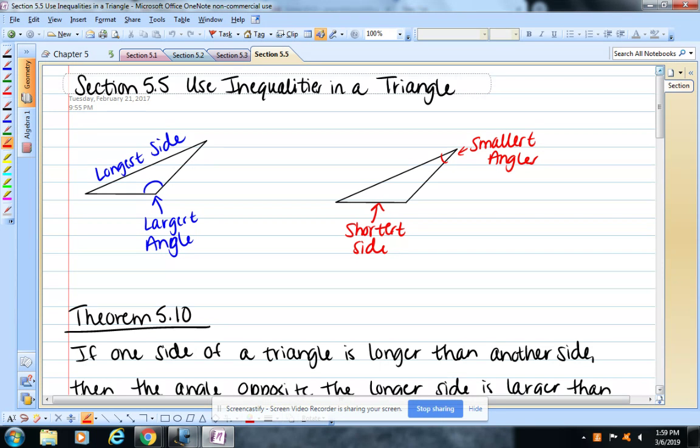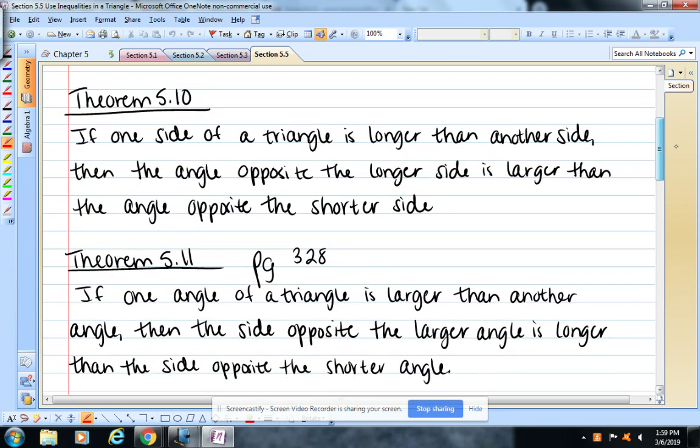And that's going to be some things that we will answer on our quiz tomorrow and on our handout today. I'm going to scroll so you can copy a few theorems.